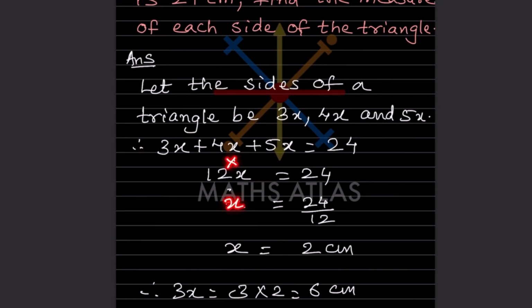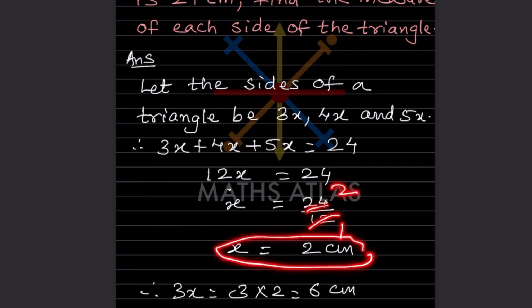So when I write 12x, it means 12 multiplied by x. This is your left hand side and this is your right hand side. So what do you do here? X you keep on the left hand side, and 24 is on the right hand side. But when you take this 12 to the right hand side, it is in the numerator, so it goes to the denominator. The side changes. Now 12 ones are 12, 12 twos are 24, so x is 2 centimeter.